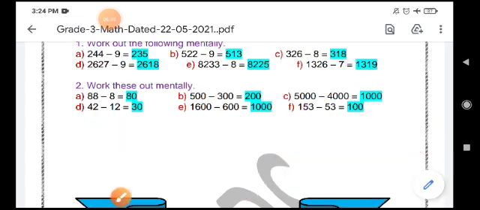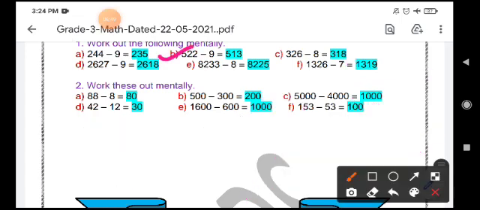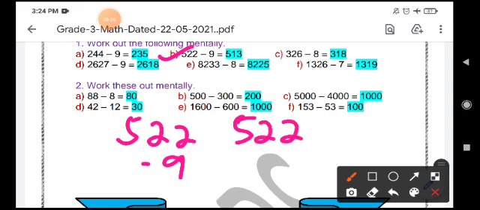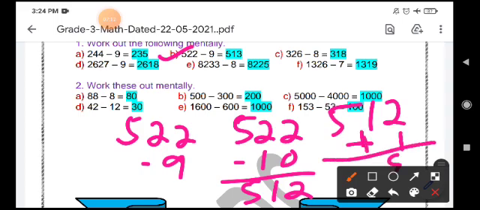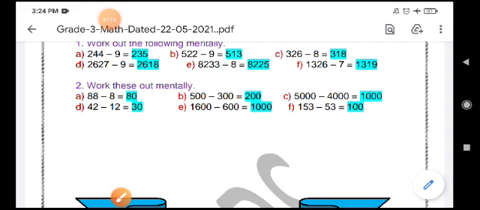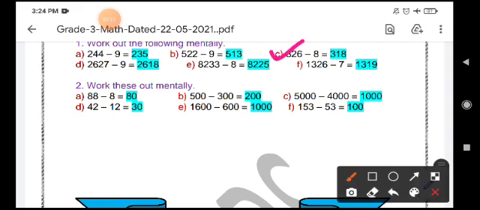Right. Now second. 522 minus 9. We will not do it like this. We will do it like this. 522 minus 10 is 512. We know 22 minus 10 is 12. So 500 will be as such. Now to this 512 we are going to add 1. So this will be 513. This is how we do the questions.